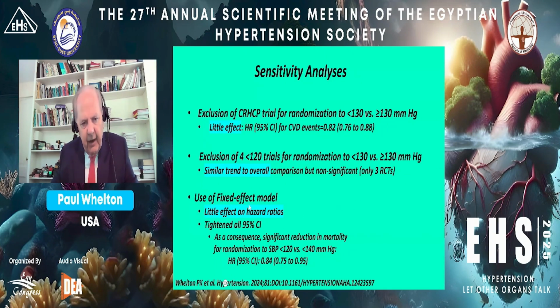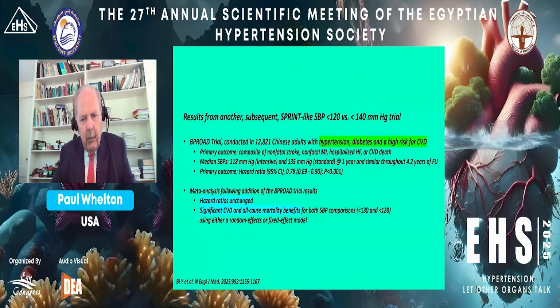We used a fixed effect model, which is not unreasonable here. The fixed effect model assumes that all of the trials get the same relative effect. It had very little effect on the hazard ratio. As you might expect, it tightened up all the confidence intervals. As a consequence, the confidence intervals were statistically significant for both the cardiovascular outcome and for all-cause mortality for the 120 versus 140 trials. So there's been one trial that's been published since that time, BP Road.